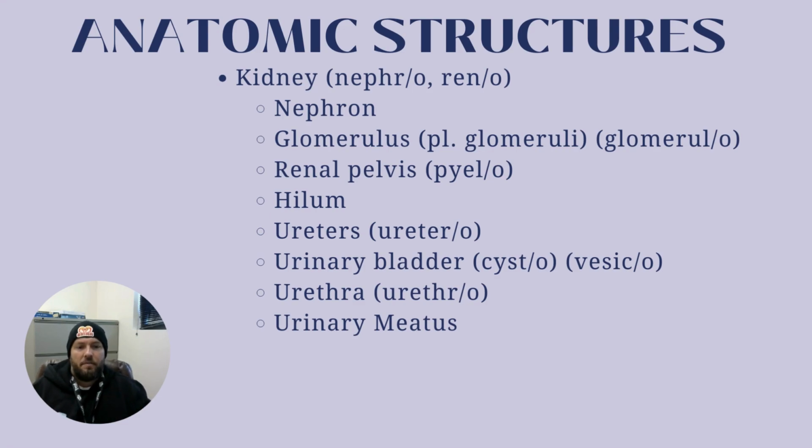Urethra, the lowest part of the urinary tract through which urine passes from the bladder to the outside of the body. And then the urinary meatus is the opening through which the urine passes to the outside. So that's the last part where urine passes through.